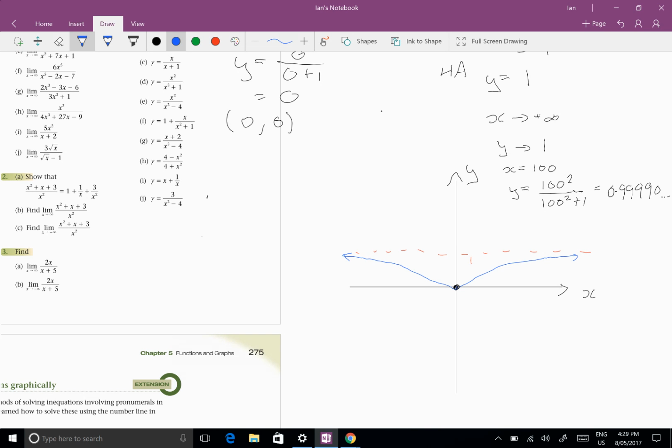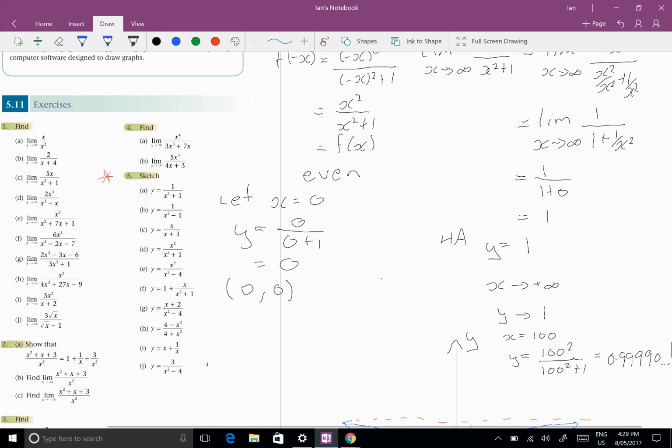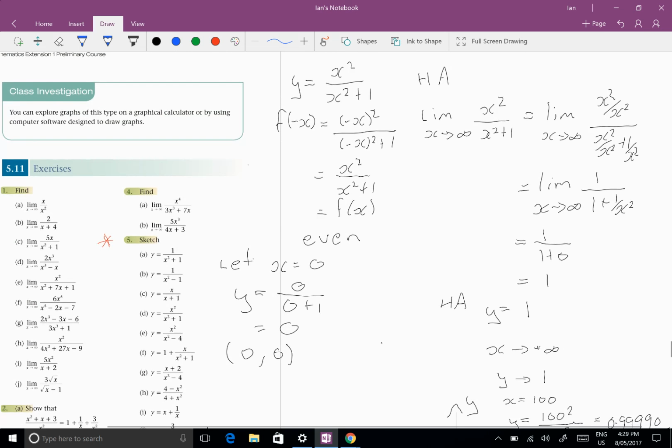Now I could pick some more points and see what happens. And here's the part where you're at a bit of a disadvantage at this stage. That is actually a turning point or a minimum value. Because of concavities, it's going to turn around. So that's y equals x squared on x squared plus 1.